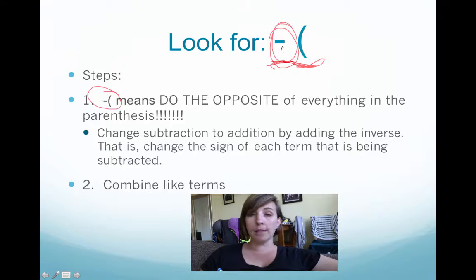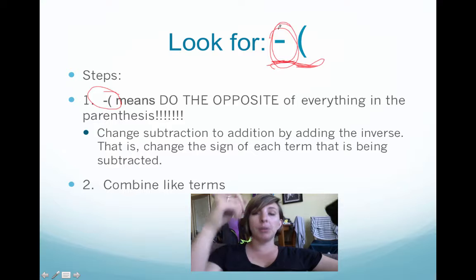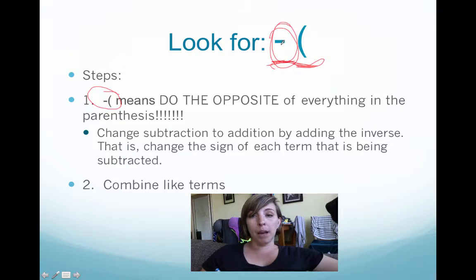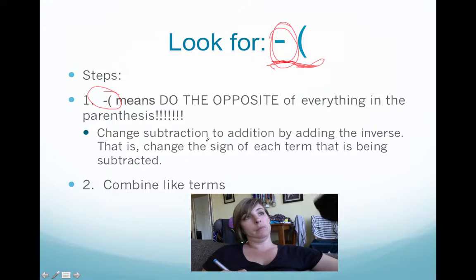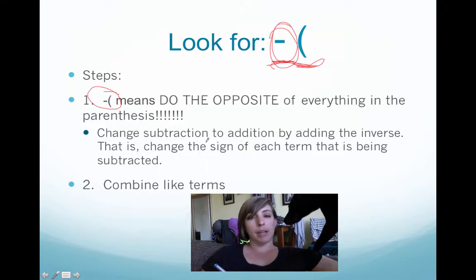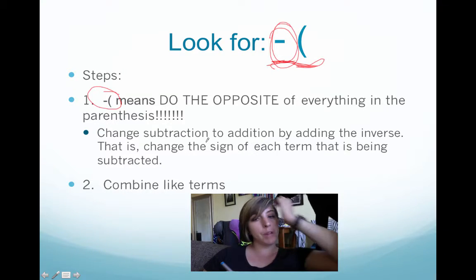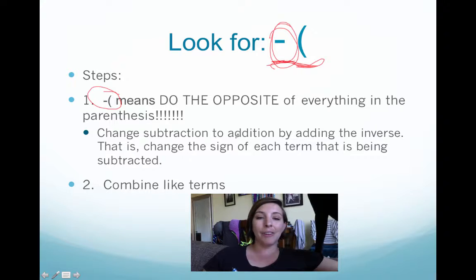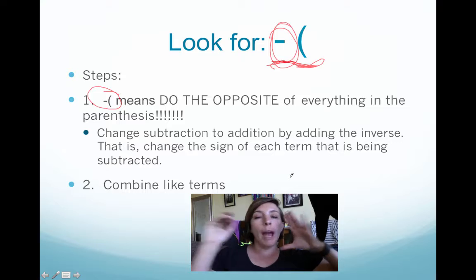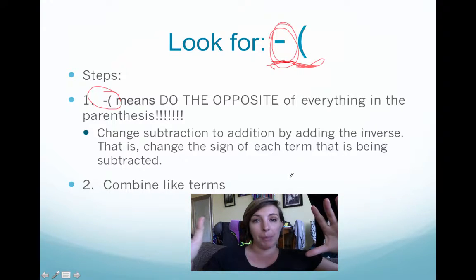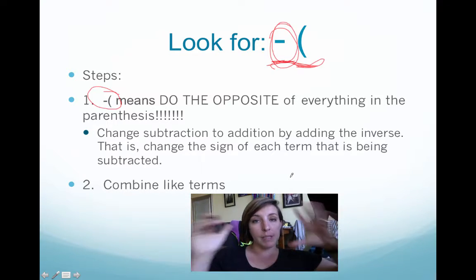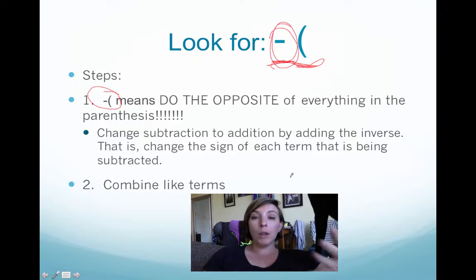If this was a plus, you would just do exactly what is inside the parentheses. So if it was plus a minus, you would just subtract. But if it's minus a plus, you do the opposite. The opposite of adding is subtracting. You change subtracting to addition by adding the inverse, that is, change the sign of each term that's being subtracted. Whatever is in the parentheses, you do the opposite of that. And once you've done that, then you combine like terms.